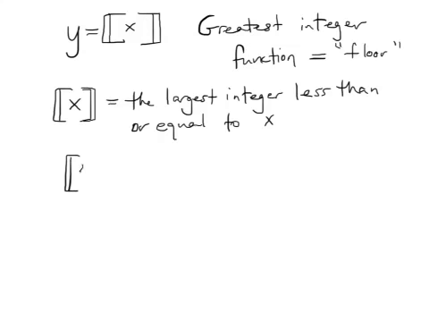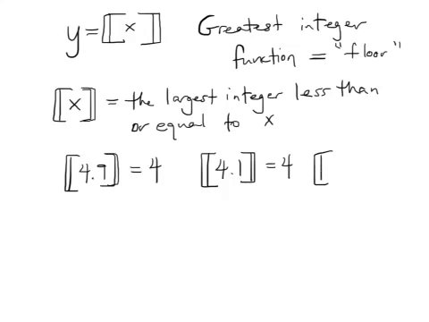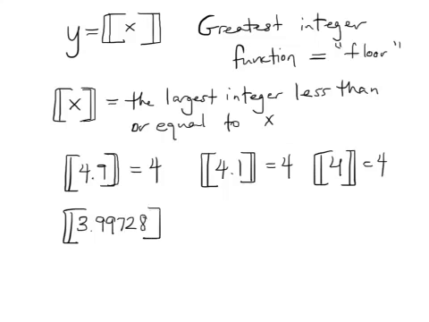The floor of 4.9 is 4. The floor of 4.1 is 4. The floor of 4 is 4. The floor of 3.99728 is 3. And so on. So the floor of 0.001 is 0.